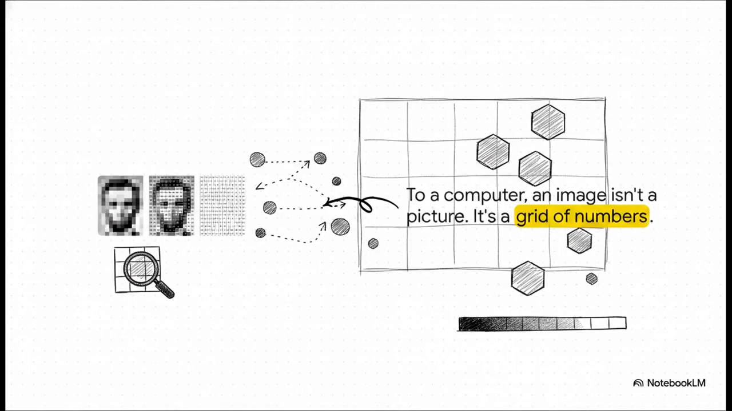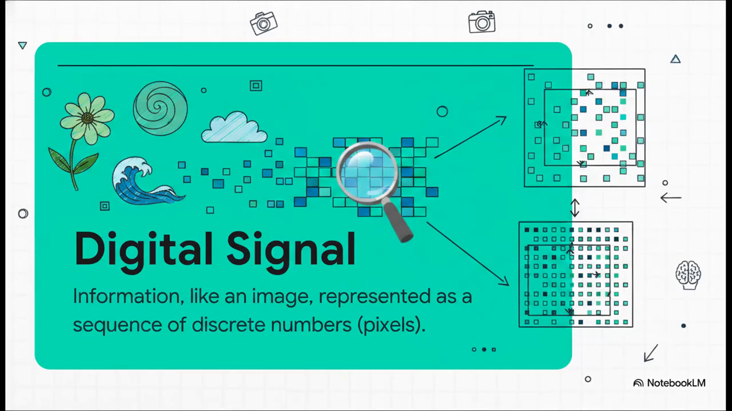And here's the secret. To a computer, that's not a face, it's not a building, it's just a grid. A big grid of tiny squares called pixels, and every single one of those pixels is just a number that represents how bright it is, usually something between 0 for solid black and 255 for pure white. And this grid of numbers, that's what we call a digital signal. It's the computer's way of taking our complex analog world and translating it into a language of numbers that it can actually work with. It's this grid that lets the magic happen.